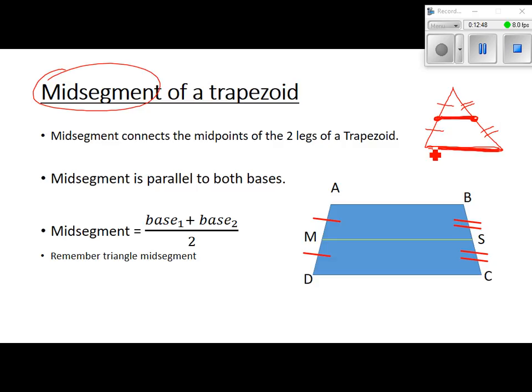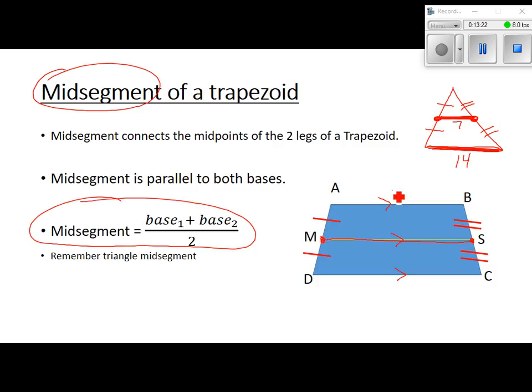Well, a mid-segment in a trapezoid is sort of the same thing. So again, in this triangle, if that mid-segment was 7, then we know that that third side would have to be 14. Sort of the same thing in a trapezoid. We know that if M here is a midpoint, S is a midpoint, this is called a mid-segment. If that's a mid-segment, then we know that all three of these, the two bases and that mid-segment, are all parallel to each other, and we know this formula right here.